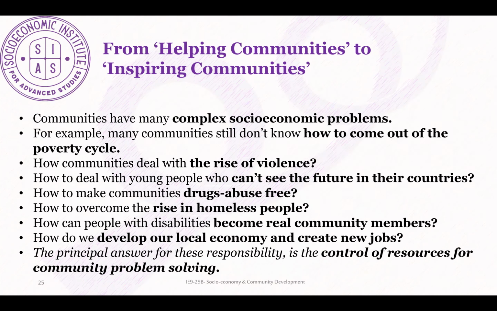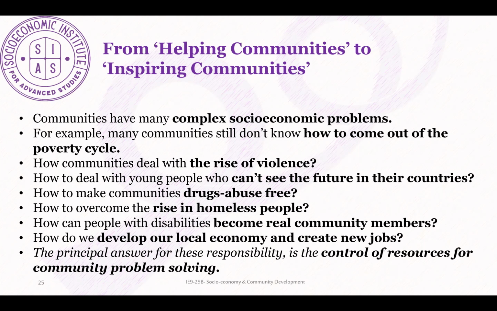From helping communities to inspiring communities is one of the goals of the inspiration economy. Communities will have many complex socioeconomic problems, and we need to identify them. We need to make the community know how to come out of a specific problem, for example, poverty, youth migration, high unemployment, or lots of retirees missing their quality of life.